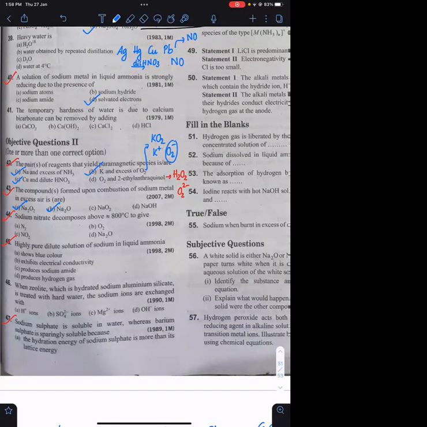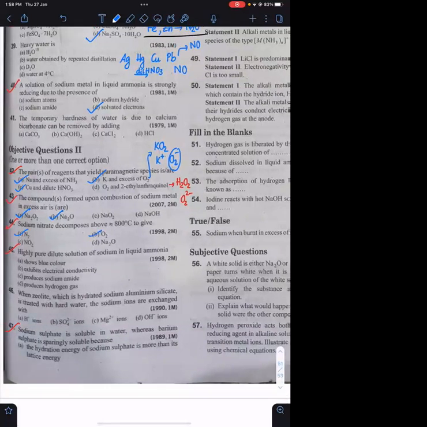Next, 44. Sodium nitrate above 800 degrees. Answer? A and B. ABD. Answer is ABD. A, B and D. वो नाइट्राइट जो है ऑक्साइड में ही कन्वर्ट होगा ना. Initially what is the reaction?